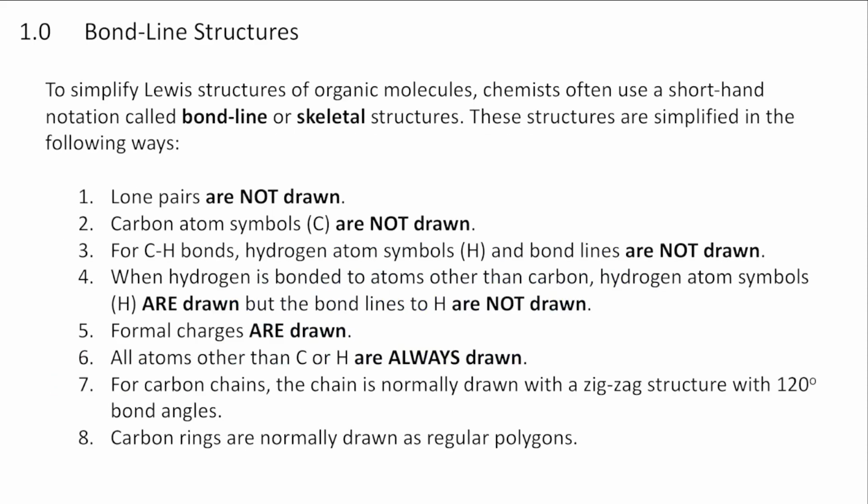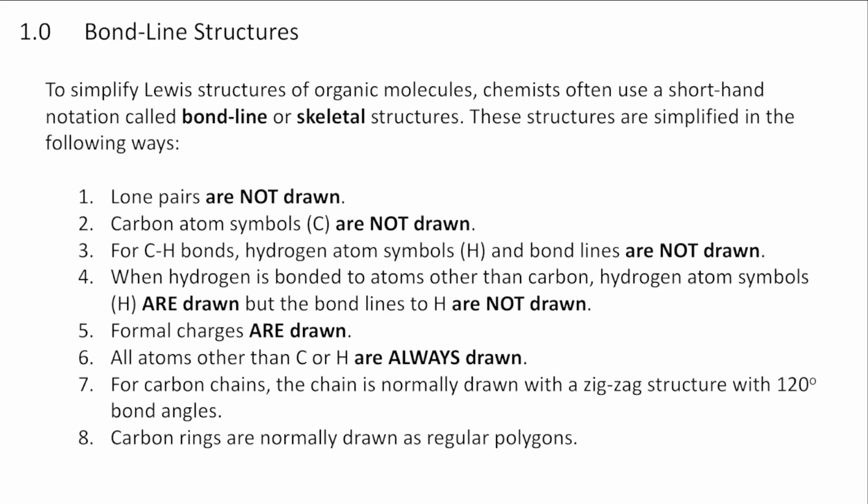What we often do to simplify the way structures are drawn in organic chemistry is come up with simplified versions of Lewis structures. We use them as a shorthand where we don't show all of the bonds, all of the lone pairs, or things like that you normally show for Lewis structures. We call these simplified structures either bond line or skeletal structures. And these are the rules that we use when we simplify the structures.